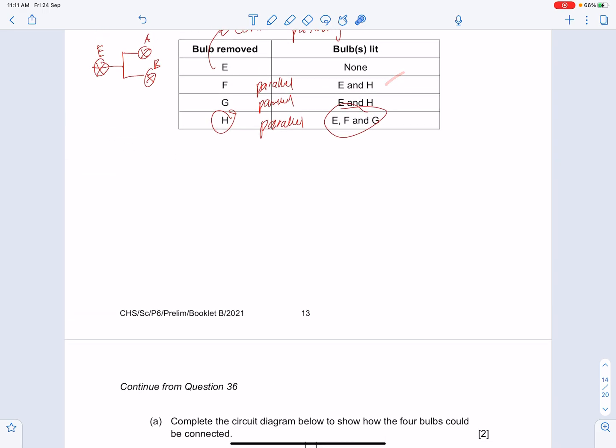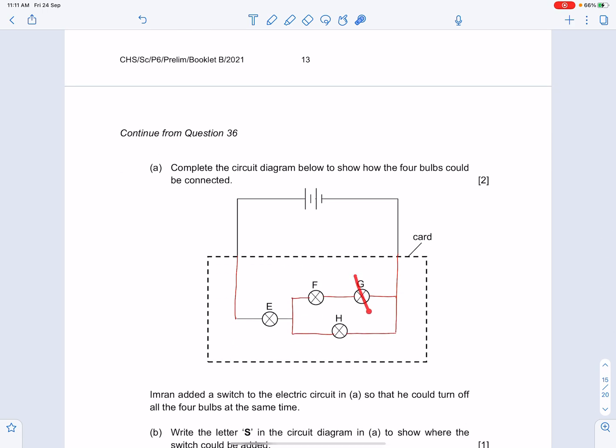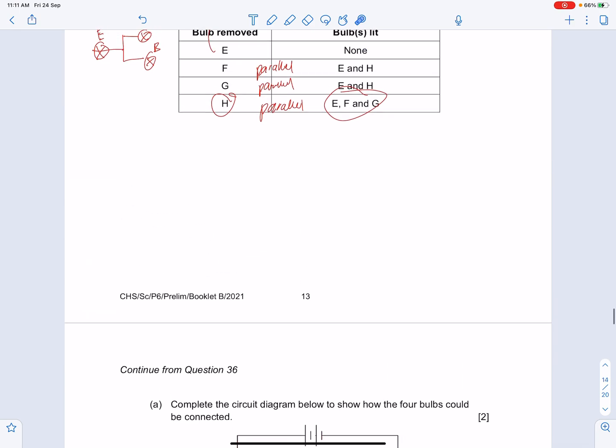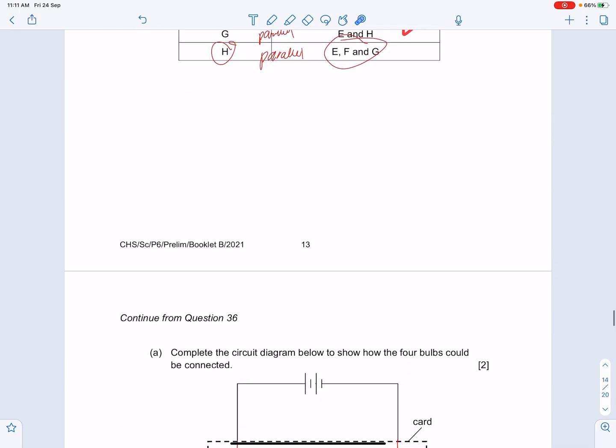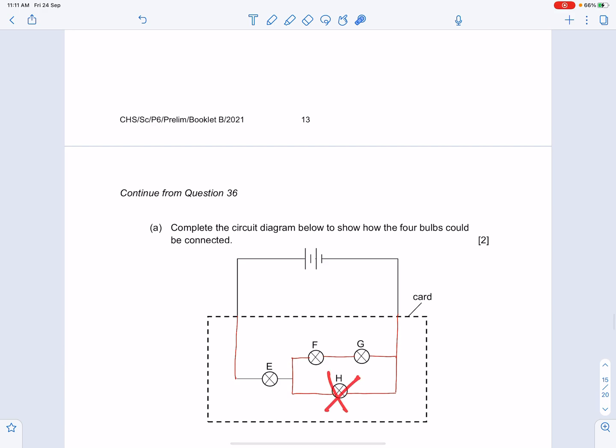Next one, G. Similarly, when my G is out, current cannot flow through this pathway because there's a gap here. But it can still flow through like this. So my E and H will still light up. Checked. H. When my H is out, it can flow through this way. Checked.